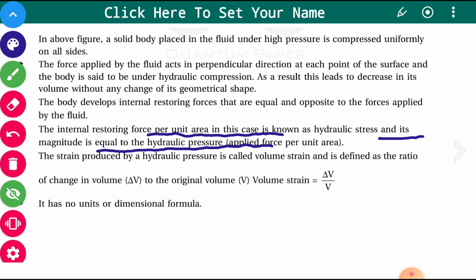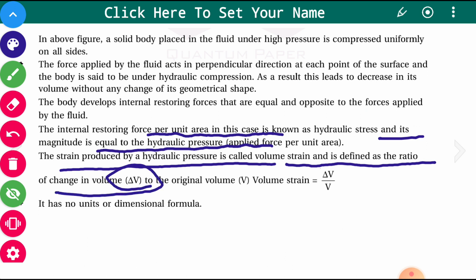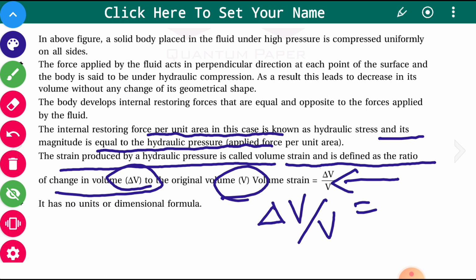The strain produced by the hydraulic pressure is called the volume strain, and it is defined as the change in volume to the original volume, that is delta V upon V. So delta V upon V is volume strain, generally denoted by epsilon V, and this also does not have any unit.